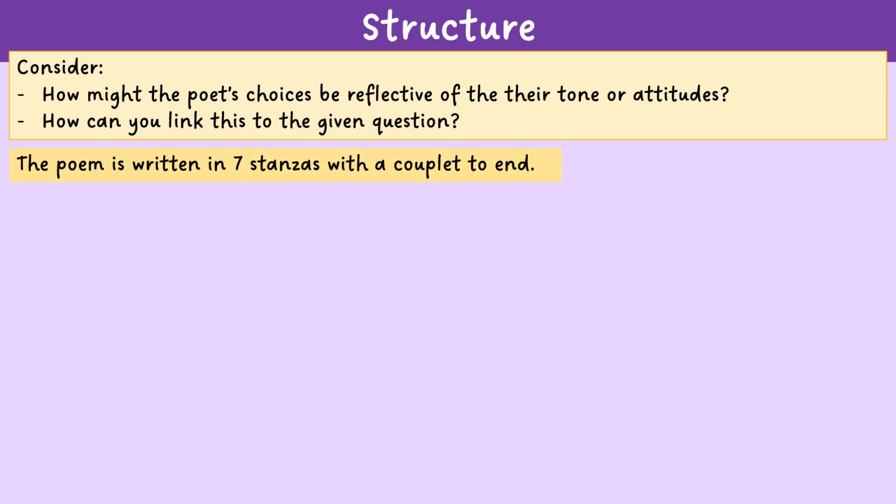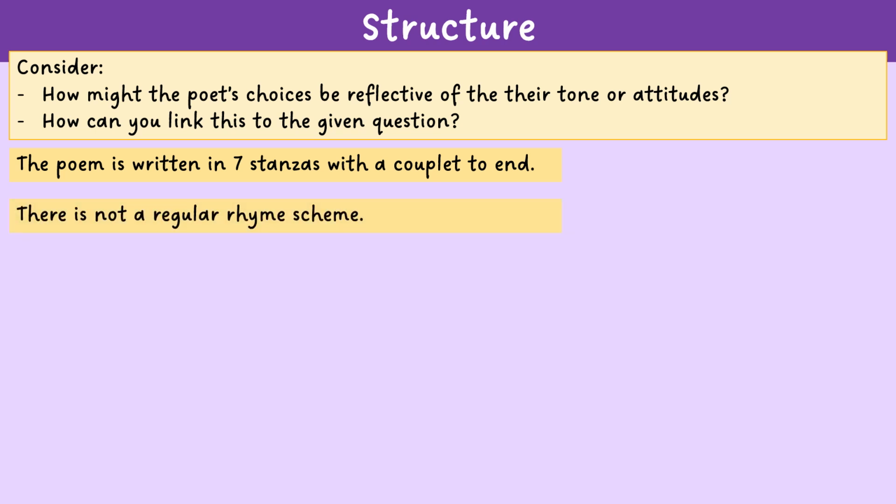So firstly, he writes his poem using 7 stanzas with a couplet to end. The couplet could signify the traumatising effect of war that the soldier continuously experiences, especially when he's out of the war zone. He is troubled with the guilt of having blood on his hands, even when he goes home.